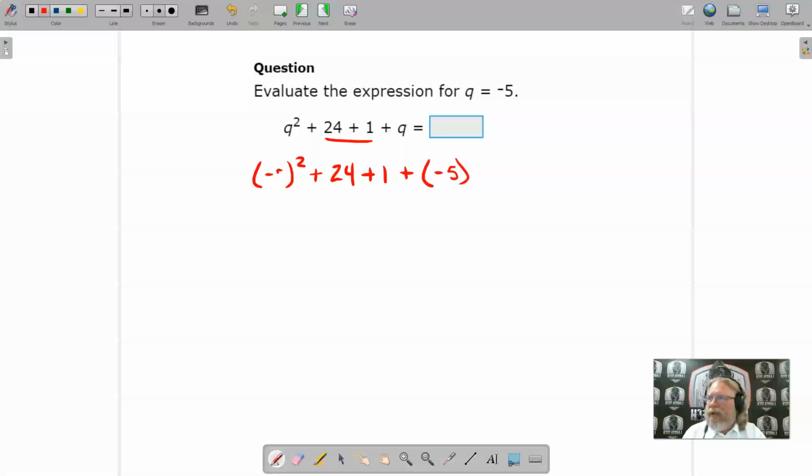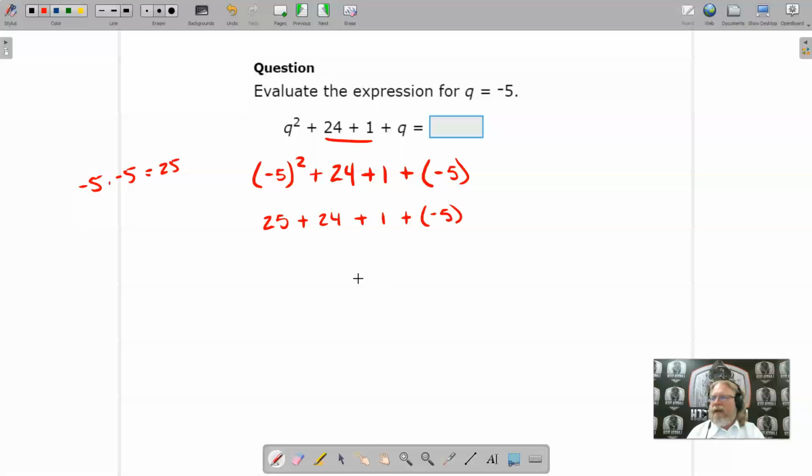So let's plug in for q. Negative 5 squared, this means negative 5 times negative 5. Negative times negative is positive. 5 times 5 is 25. So I end up with positive 25 plus 24 plus 1 plus negative 5.